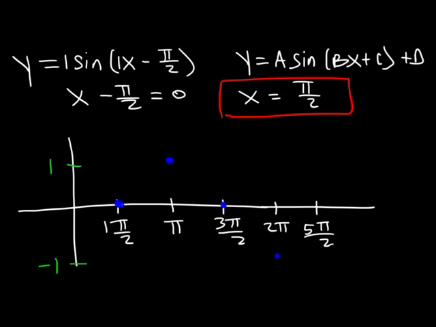And then at 2 pi, it's going to have a y value of negative 1, and at 5 pi over 2, it's going to be back on the x-axis. So that's how you can plot this particular sine wave with a phase shift.